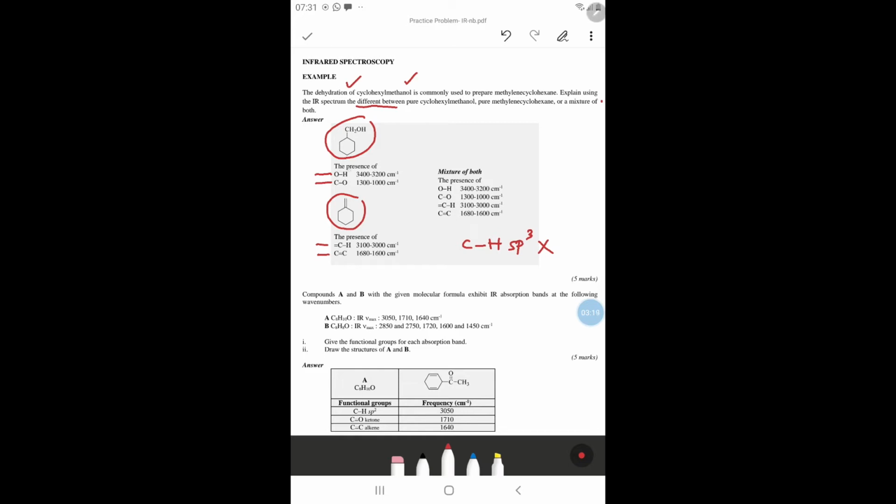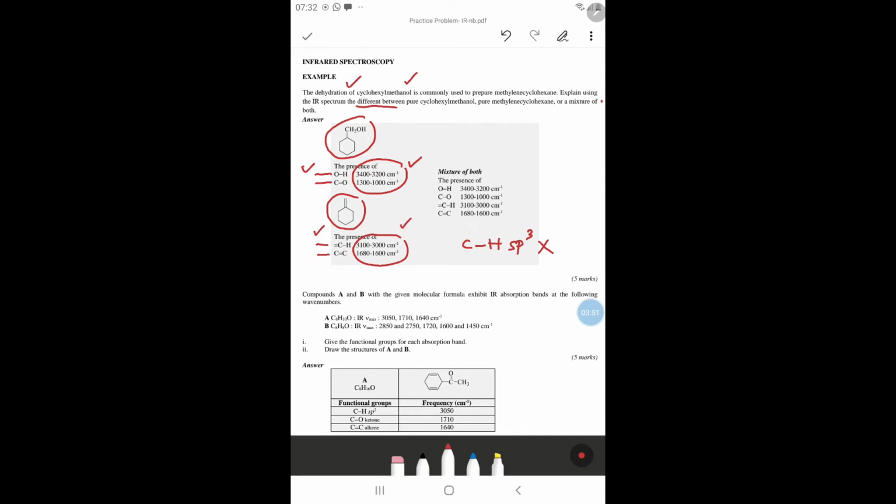Now you already know what bonds are present, and for the frequency, you just copy from the correlation chart. Why can you put a range here? Because you don't have a spectrum. If you don't have a spectrum, then you can put the range, just copied from the correlation chart. For this one, you need to give the bond together with the frequency.